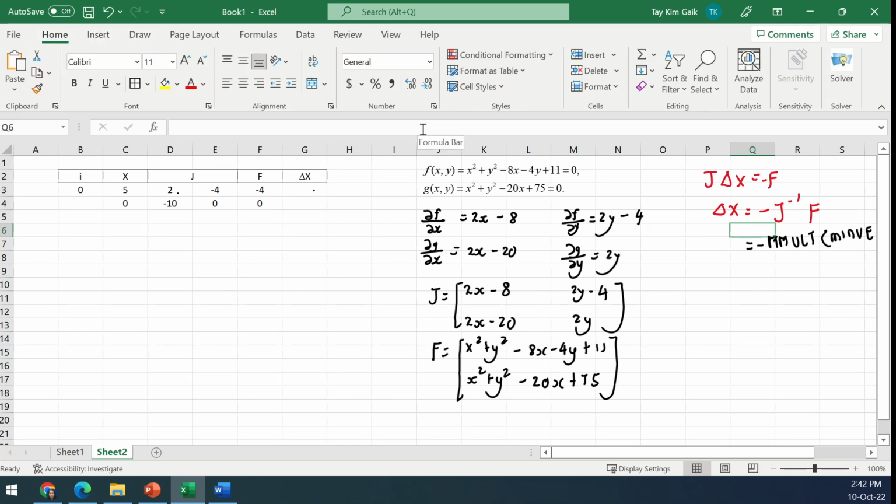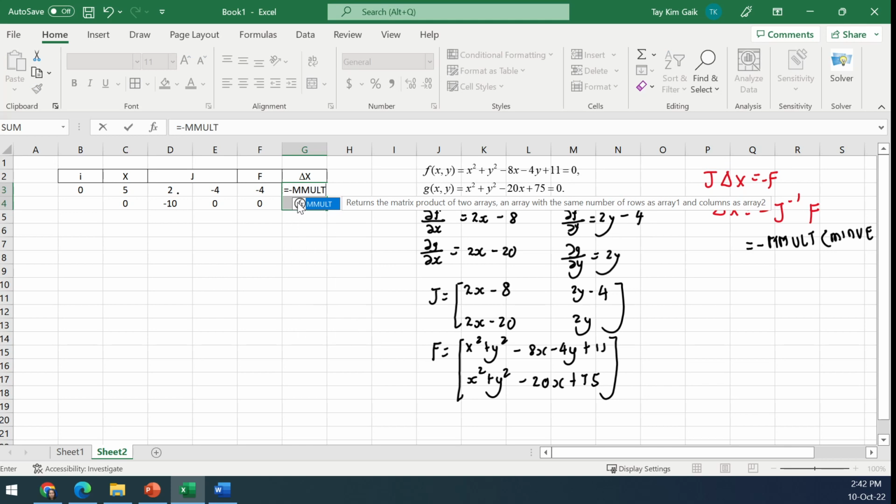So now we are going to calculate the delta x vector. We select the location of the vector, equal to negative MMULT, MINVERSE. You see MMULT array 1, array 2. Array 1 is J inverse. So you see MINVERSE, finding the inverse of a matrix. So you select the inverse location of your J Jacobian. We are going to multiply inverse Jacobian with vector F.